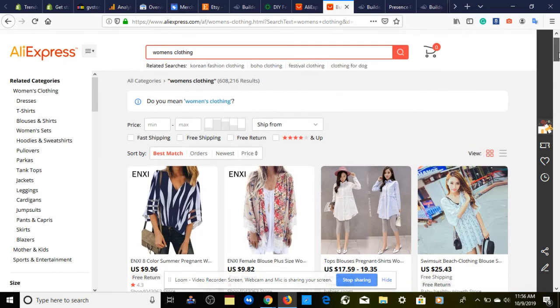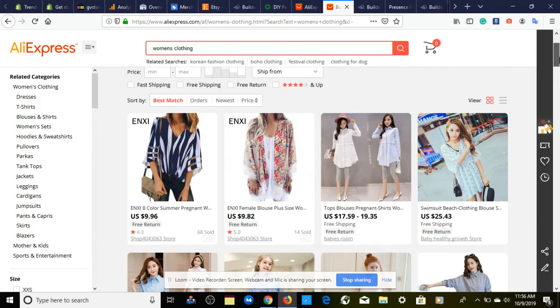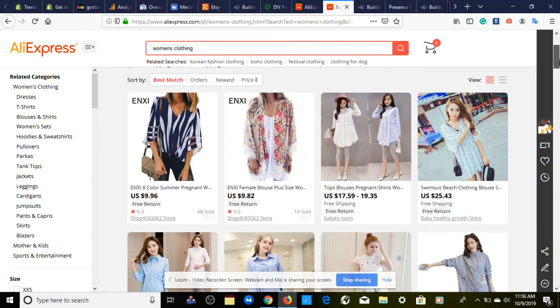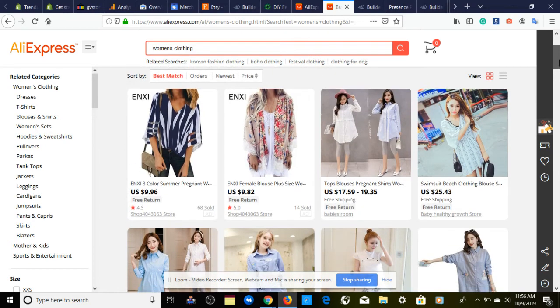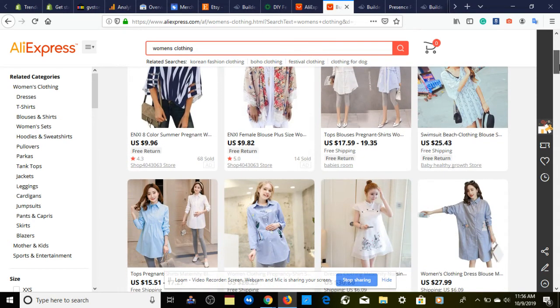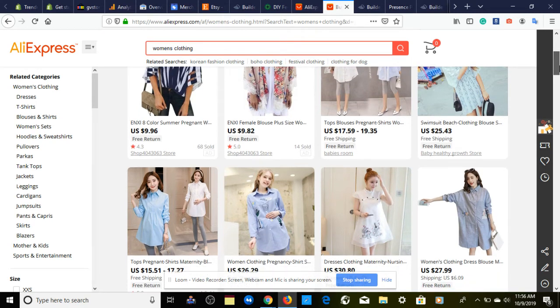As of right now, 2019, there are more women who buy online than there is men. If you're looking for people who will actually buy your products, customers that would actually look for you and give you their money, this is the niche you want to get into. Women's clothing always has unique styles.